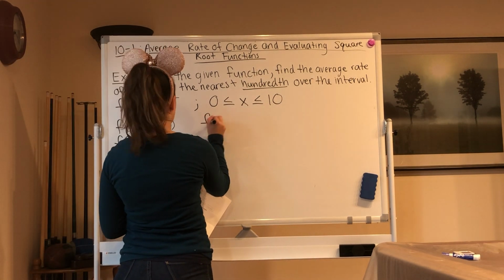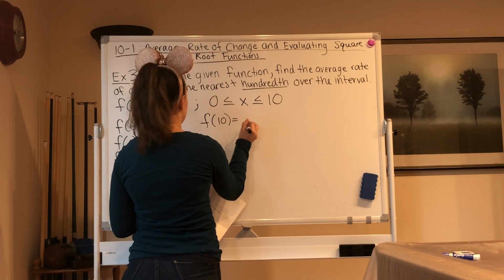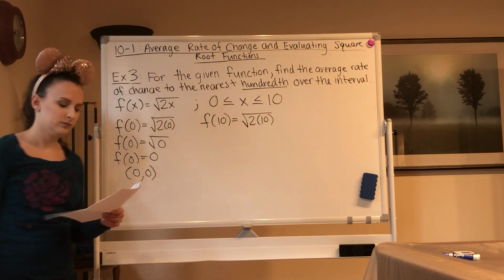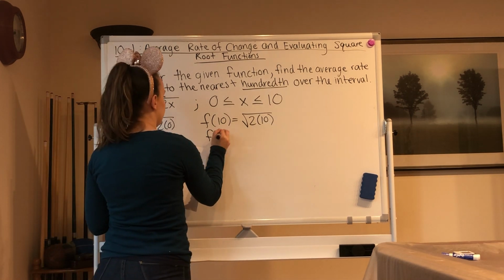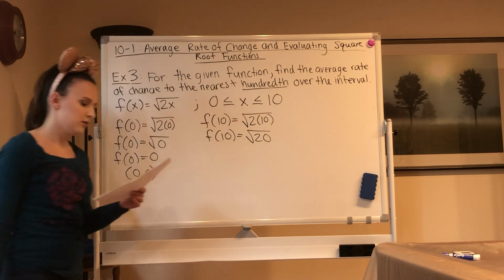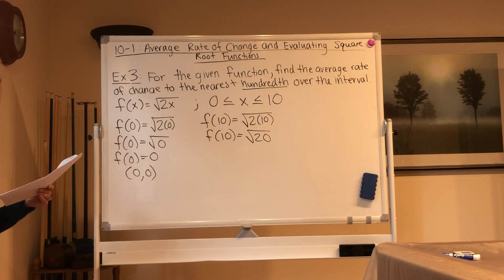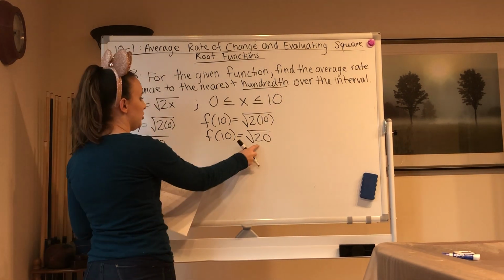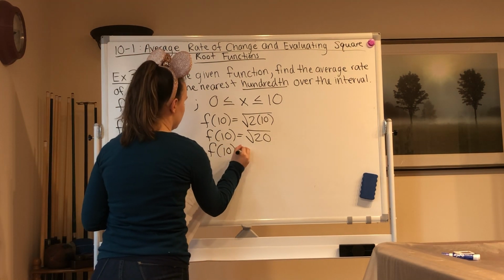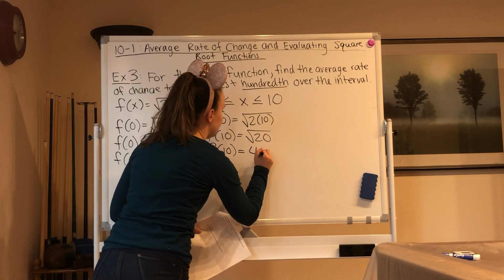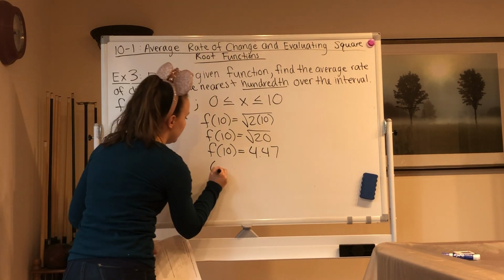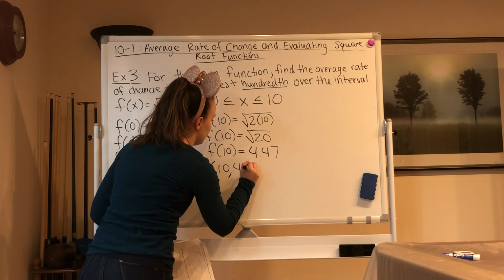Next, f of 10 equals the square root of 2 times 10. So f of 10 equals the square root of 20. If you put the square root of 20 in your calculator, you will get 4.47. So that is the point 10, 4.47.